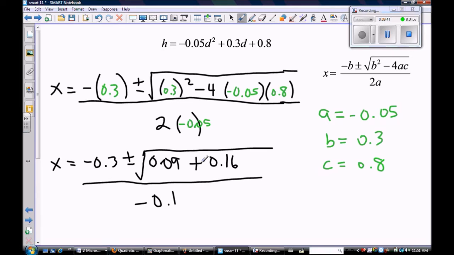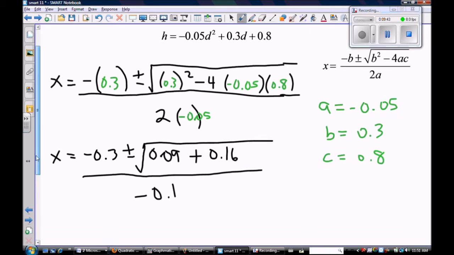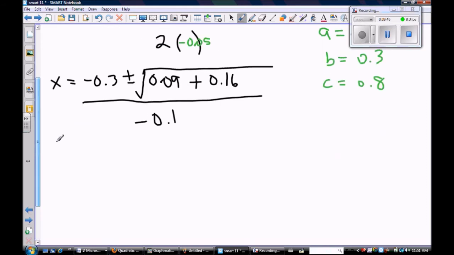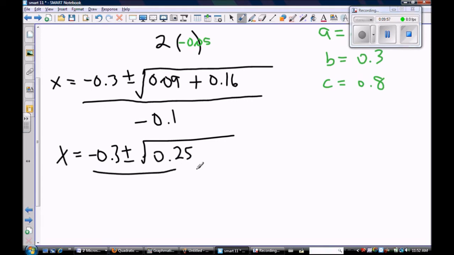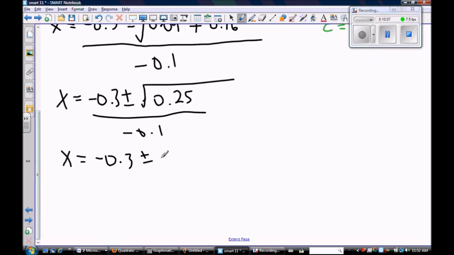Okay, so now keep going. I need to deal with this square root business because really a square root is like a bracket, and so according to the rules of BEDMAS, it's kind of going to take priority. So 0.09 plus 0.16 is 0.25. And then I'm going to square root 0.25. And when you square root 0.25, you get 0.5.